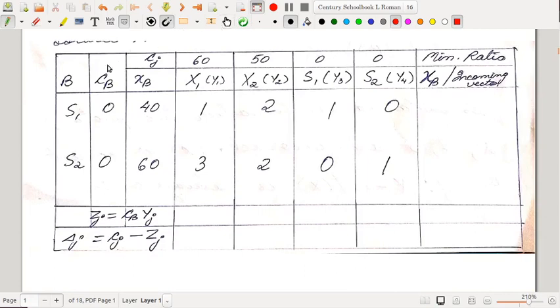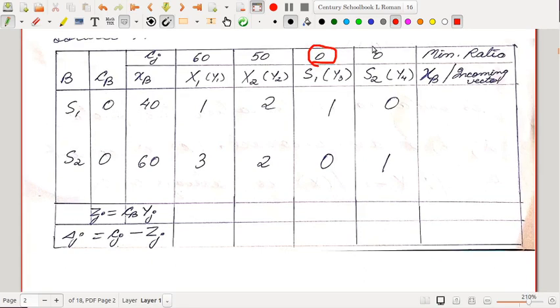Okay, so these are the values here. Cj is the cost of the jth variable. So the cost of x1 is 60, cost of x2 is 50, cost of s1 is 0, cost of s2 is 0. The costs of the slack variables are always 0. So initially the basis contains only slack variables. So s1 and s2 are the elements of the basis, the basis vectors. So the costs of the basis vectors are 0 and 0.